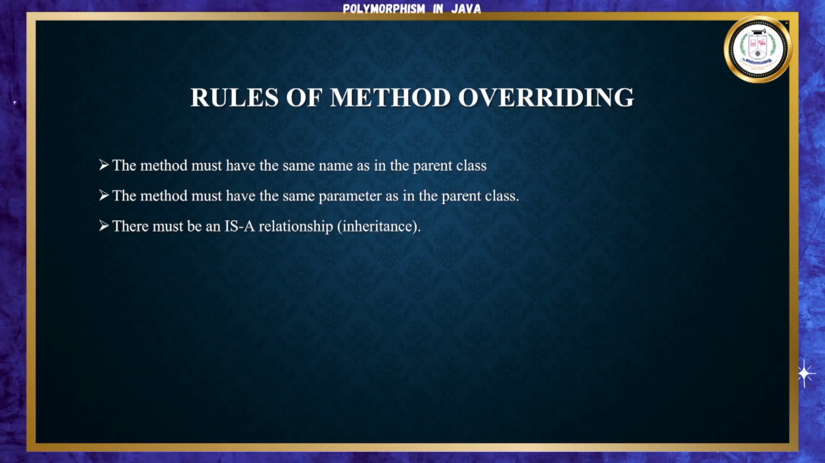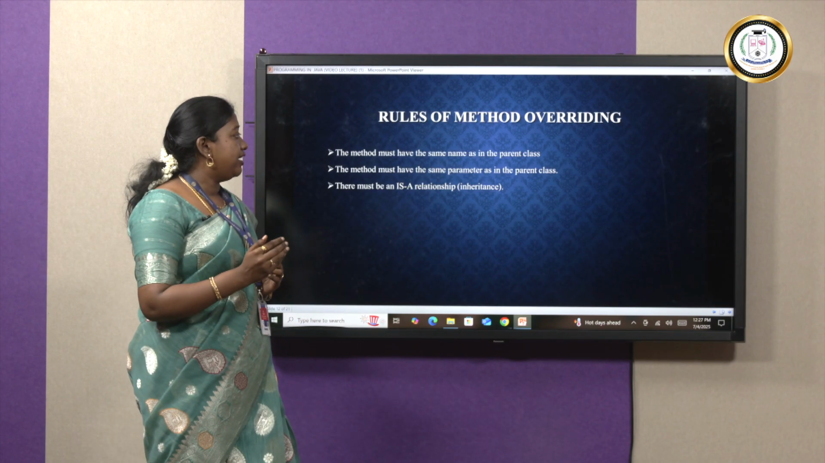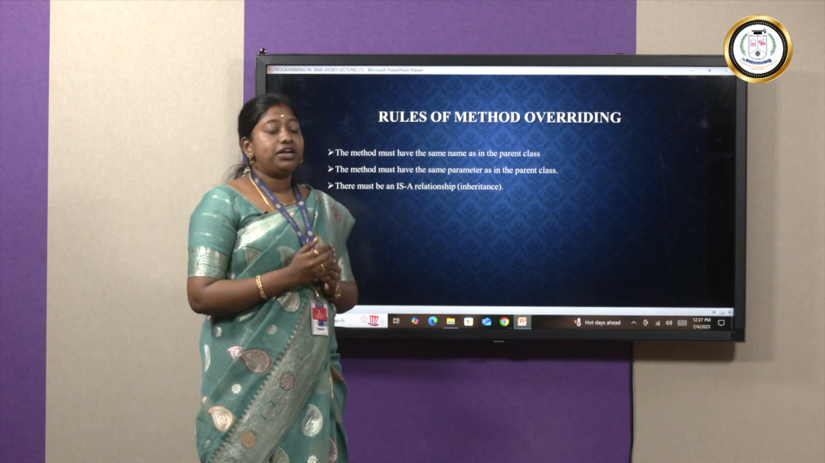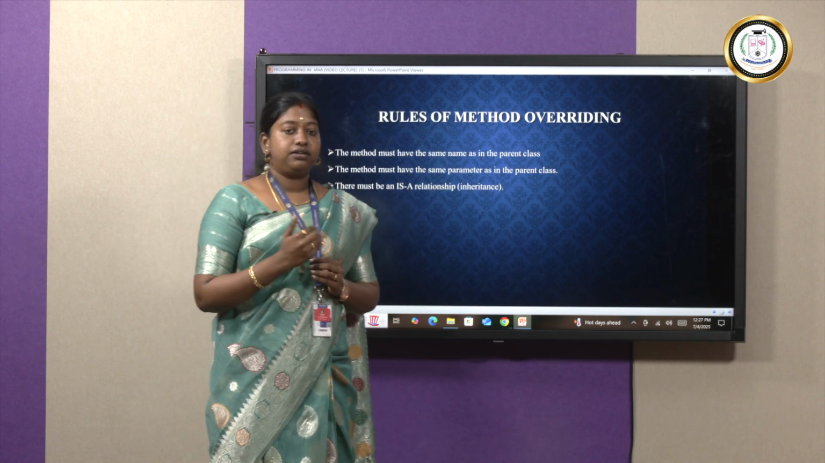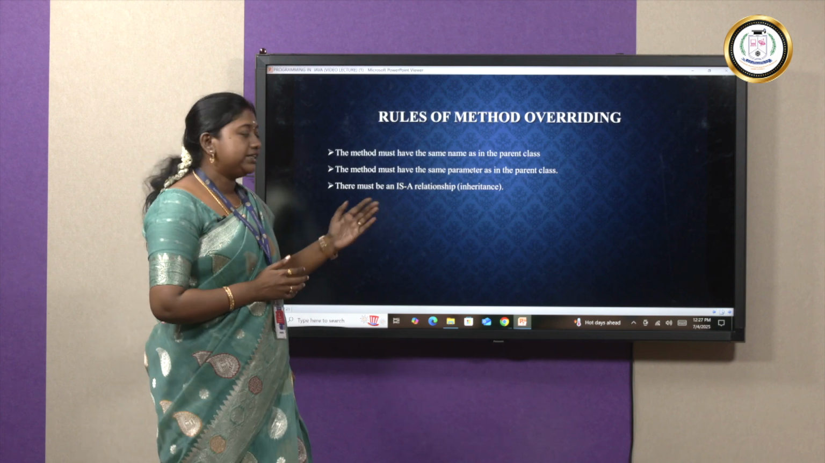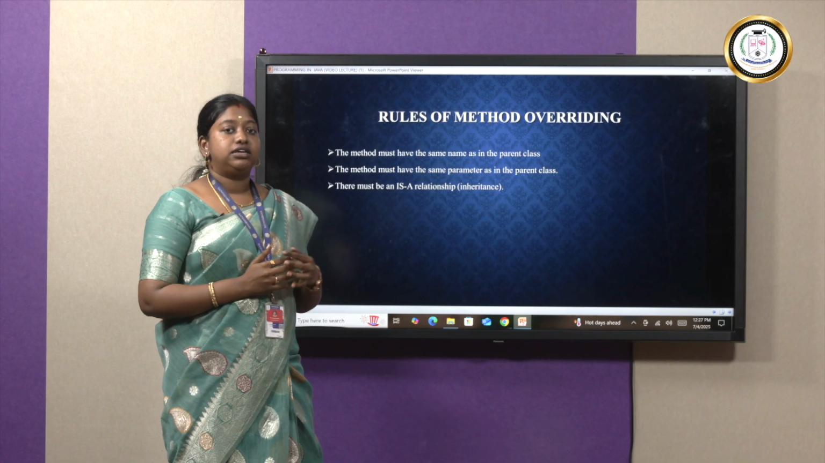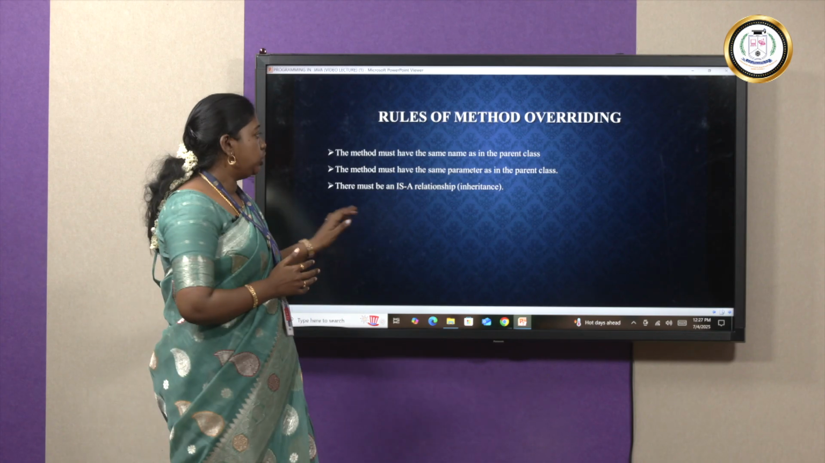So, rules for method overriding: there are three rules. The first rule is that the method must have the same name as in the parent class. The second is that the method must have the same parameters as in the parent class, and the third is that there must be an is-a relationship, that is inheritance. What is inheritance? The child class which is derived from the base class, which is the parent class. So method overriding is used during inheritance, and the function name will be the same as in the parent class.